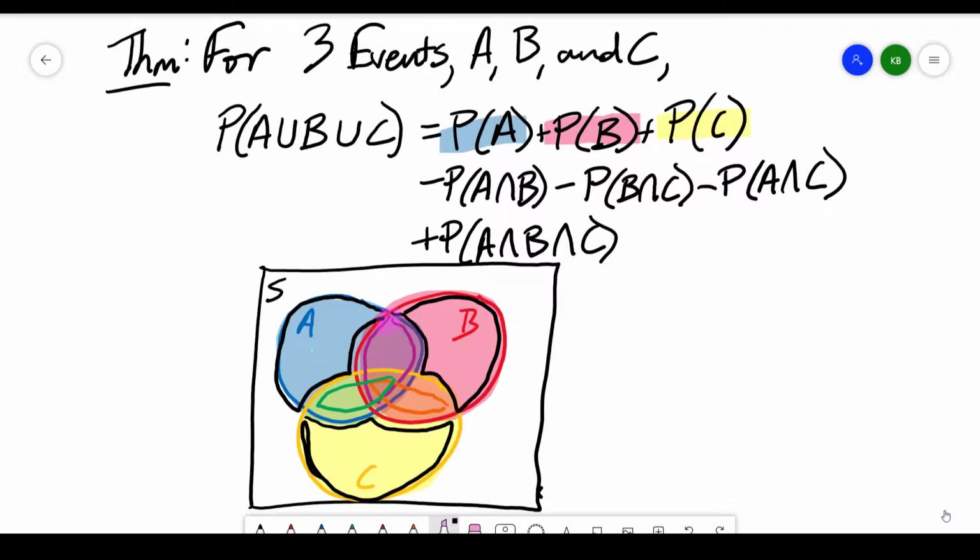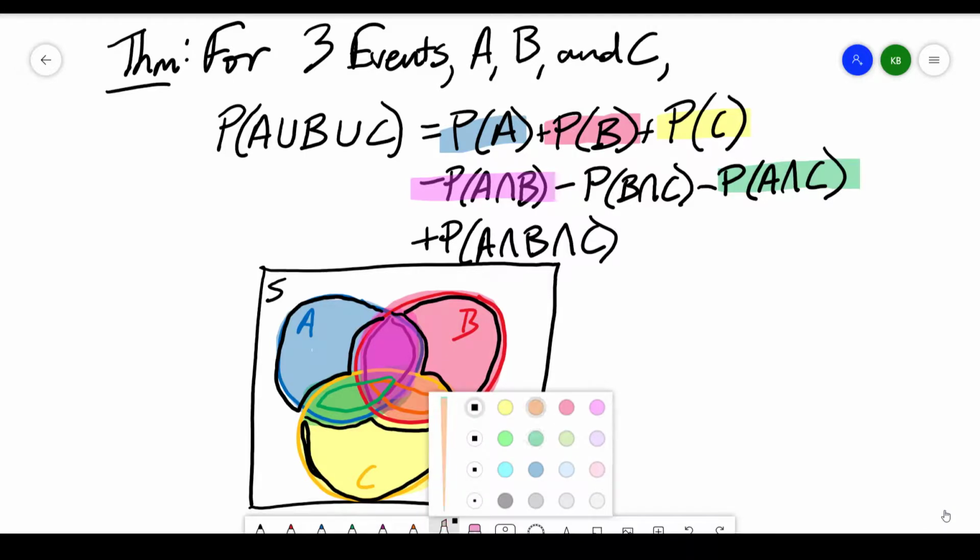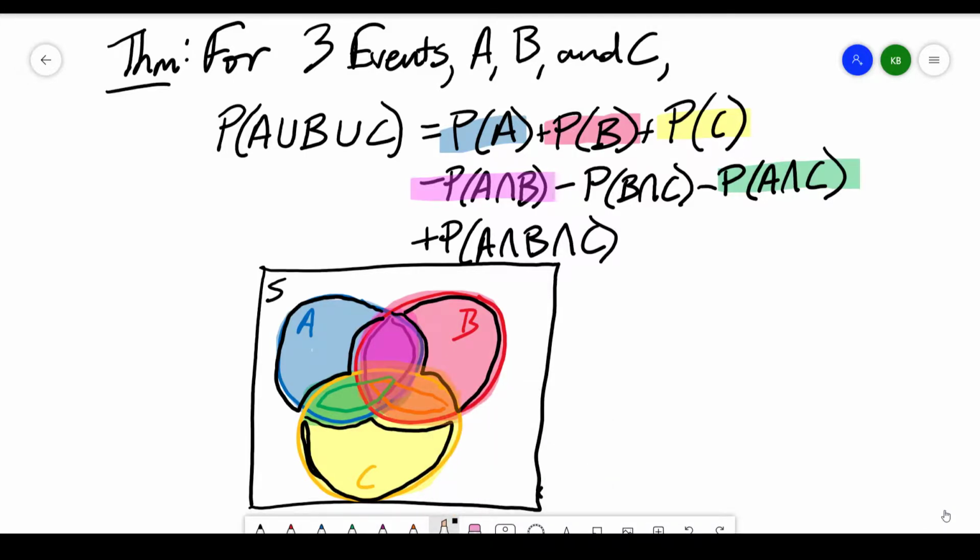So I'm going to subtract out everything that's in A and B. And now the elements in A and B here are accounted for only once there. Then I'm going to subtract out the elements in A and C. So now I've only got a single count of some of those elements. And finally, I'm going to subtract out everything in B and C. So now I've only got a single count of those. So I've subtracted out the double count of the elements here, here, and here.